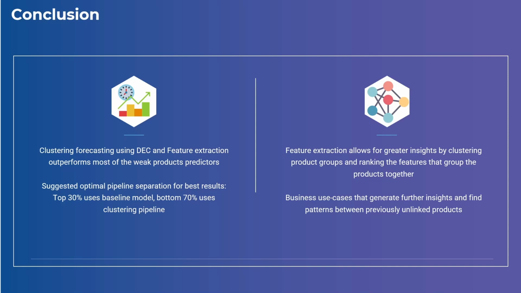Since our novel approach would be more beneficial to the weaker performing time series, it is important to separate the dataset into 2 to retain the top performing predictors using the non-clustering algorithms, while improving the weaker ones using our novel approach. Utilizing the feature extraction method, we are able to provide an approach that is able to offer better accuracy while enabling analysts to gain more insights into the dataset as well as product groupings.